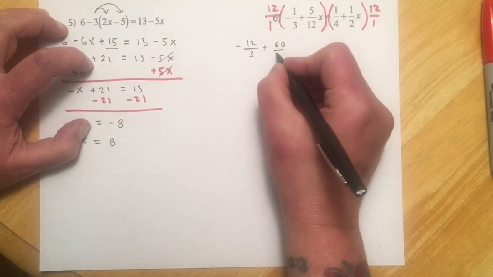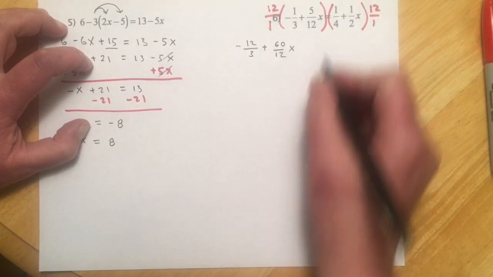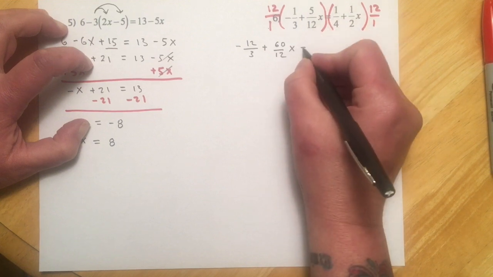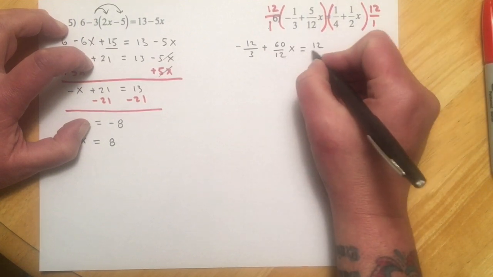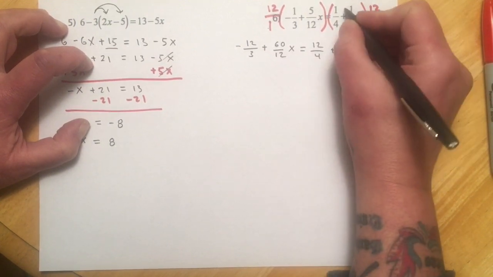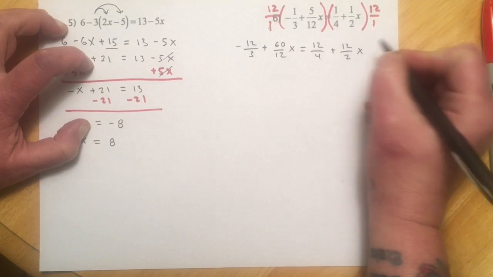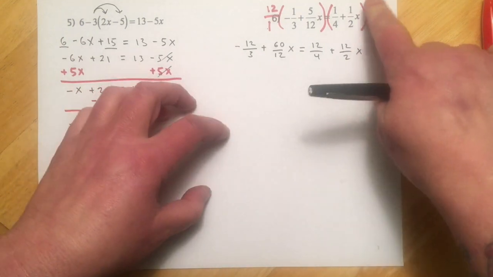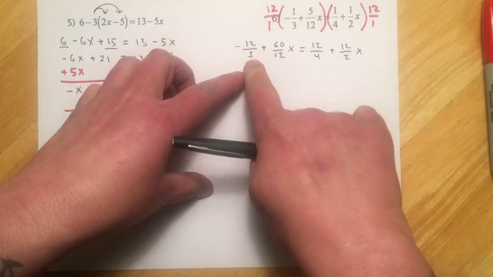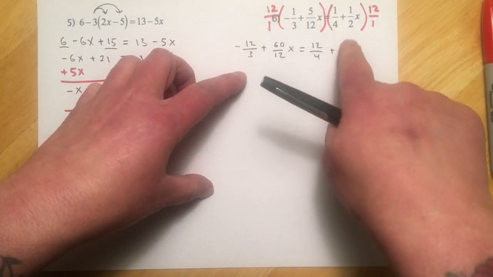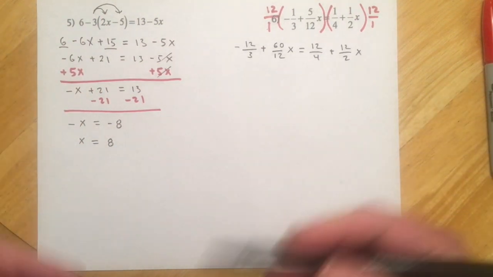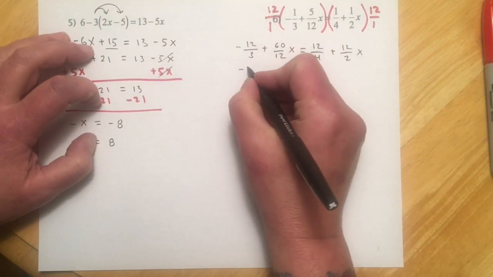1 times 12, 12. And x, or equals, is under there. So 12 over 4. And then 12 times that 1, 12 over 2x. Okay, so the reason we want to use this LCD is because now all of our denominators are going to divide in evenly, and that won't have fractions. So this makes negative 4.